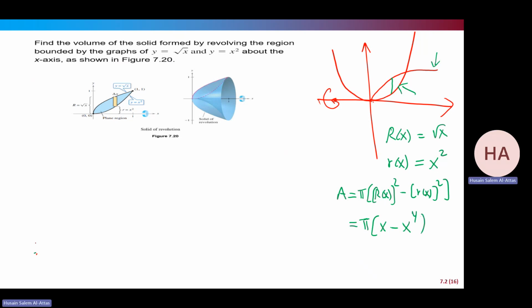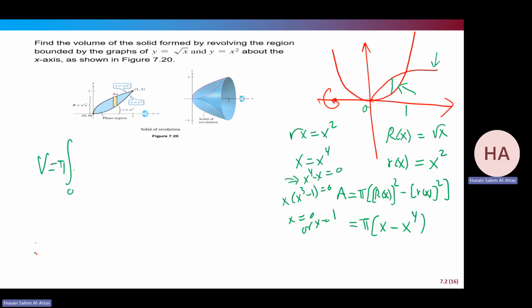And from where to where? Just equate them. Square root of x equal x squared. So I have x equal x to the power 4. So I have x to the power 4 minus x equals 0. Like x, I have x cubed minus 1 equals 0. So I have x equals 0 or x equals 1. So I have 0 and 1, the x values. So the volume will be the integral. I have the pi here, 0 to 1, of R of x squared, which is x, minus x to the power 4, dx.